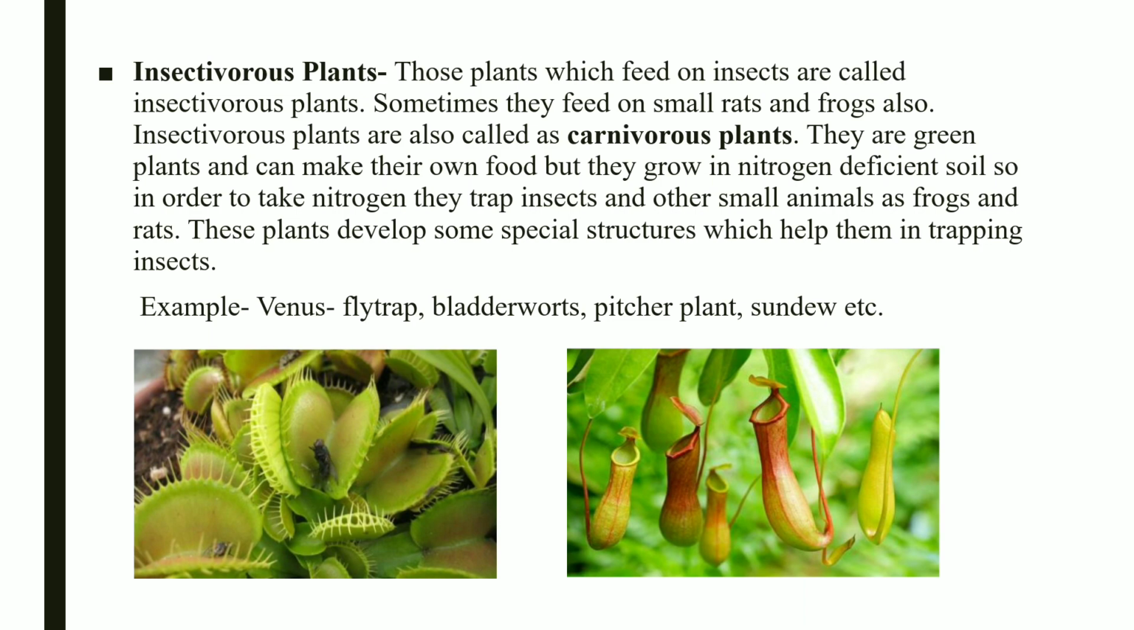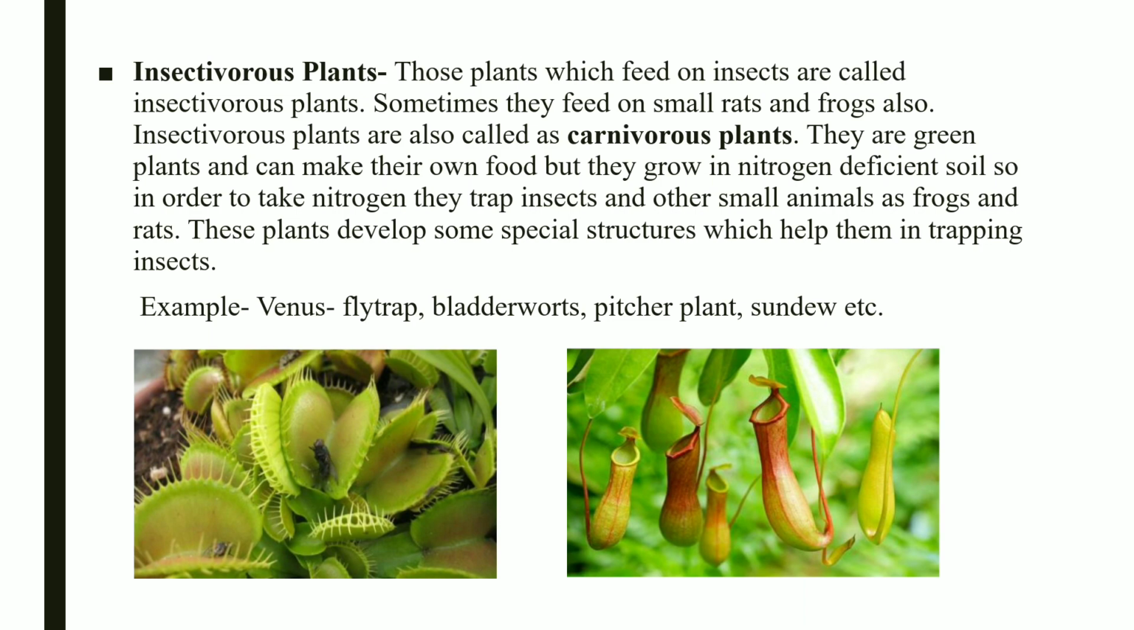The word carnivorous, all of you know, the flesh eaters are called carnivorous. So here they trap insects or other small animals. That's why they are called carnivorous plants also. One more thing, they are green in color. They have the photosynthetic pigment chlorophyll. They can make their own food also.